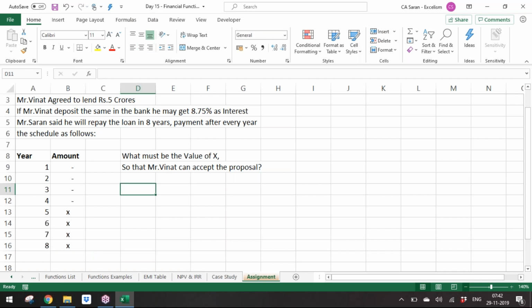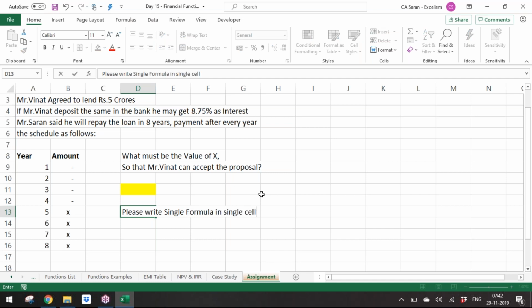Now this I'm giving you all as an assignment. To cross-check whether you get the correct answer or the wrong answer, it's very simple. You put the X value, then you calculate the NPV for this, and you should get the answer 0. As simple as that. So what is X? That's all. When you have time, I want you to do this by writing a single formula in a single cell. Manually, don't do that.